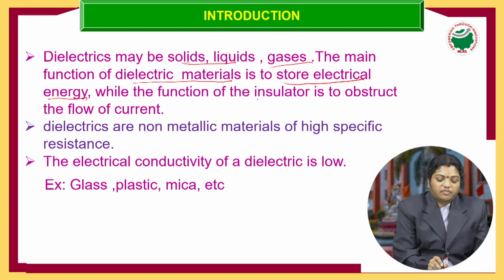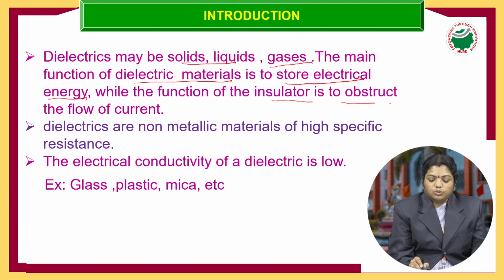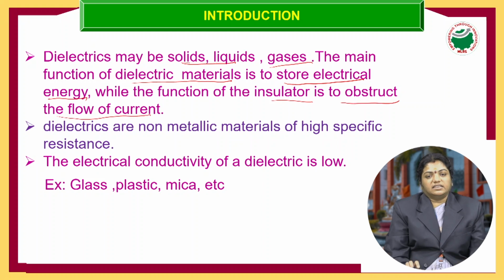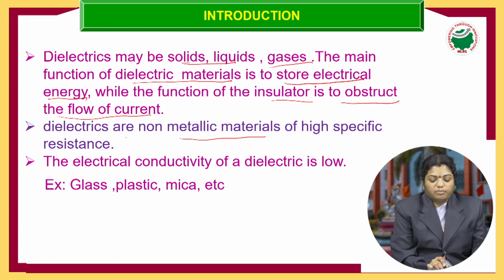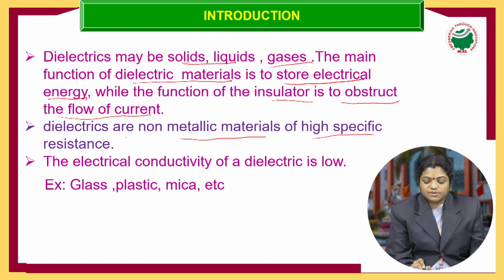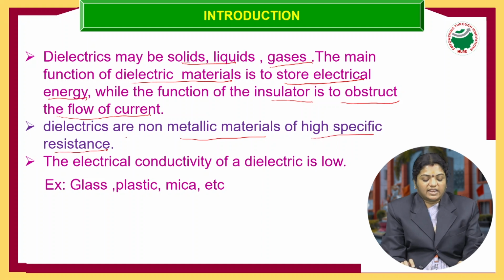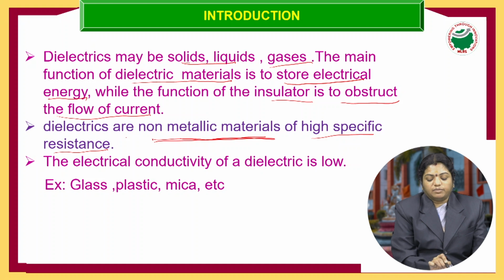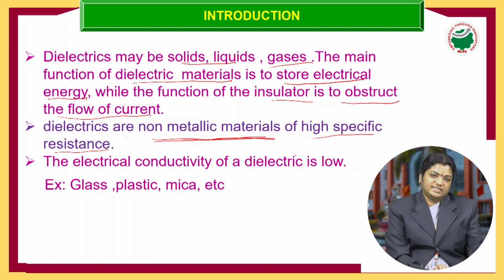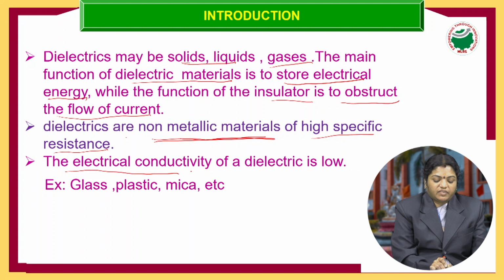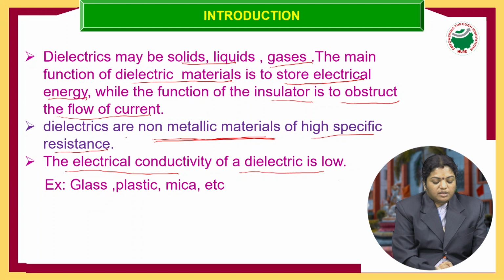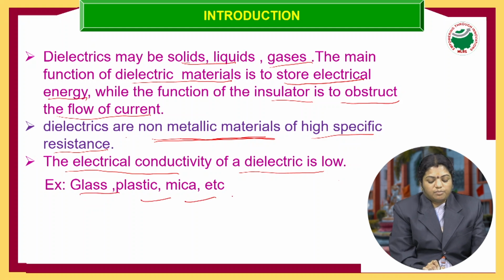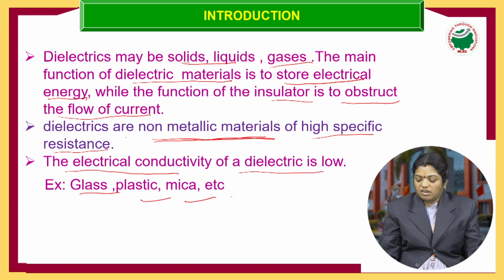While the function of an insulator is to obstruct the flow of current, dielectrics are non-metallic materials of high specific resistance. The electrical conductivity of dielectric materials is very low. Examples are glass, plastic and mica, etc. So these are some points about dielectric materials.